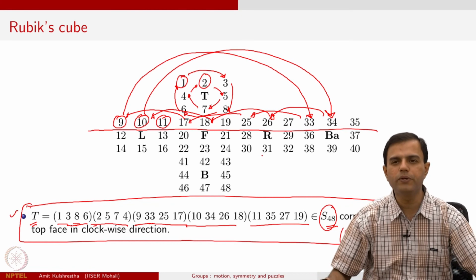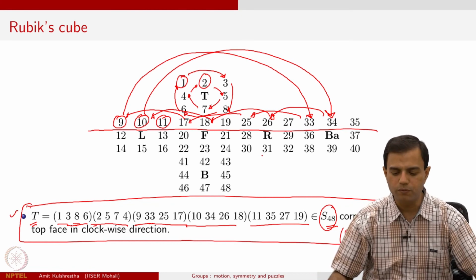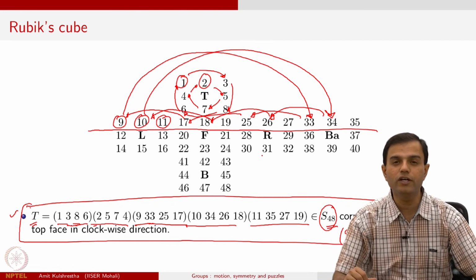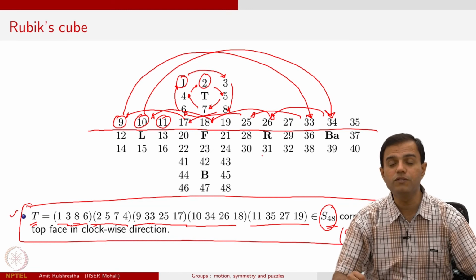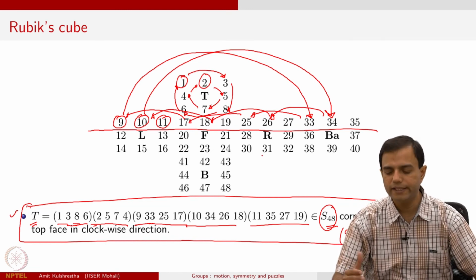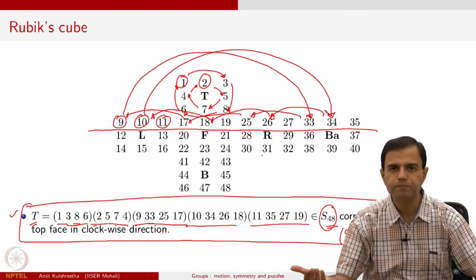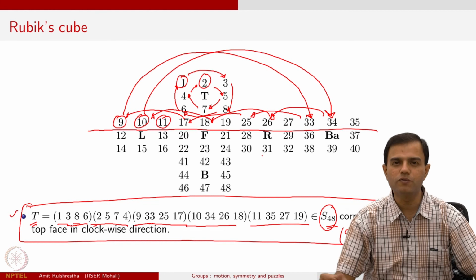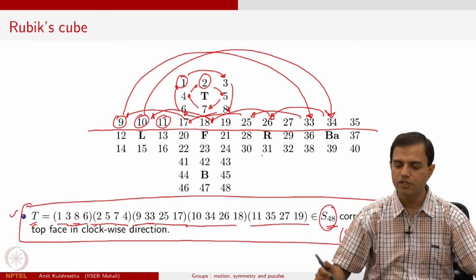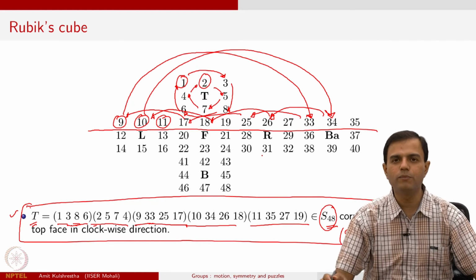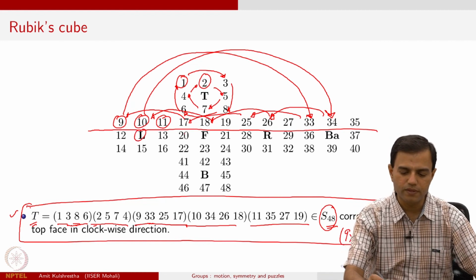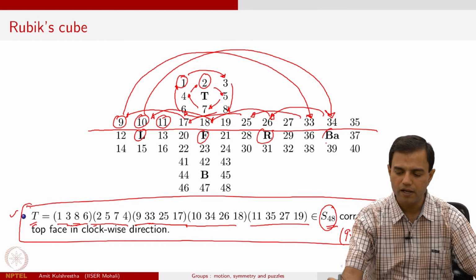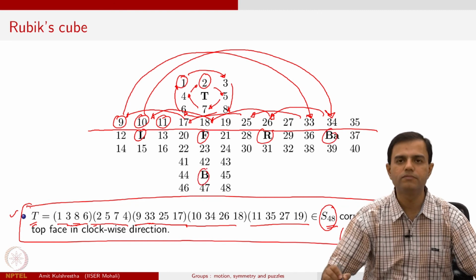Next time we are going to write all the moves of the Rubik's Cube and generate a group. The interesting thing would be to see the size of the group, and then we would try to solve the cube if everything goes well. So just wait. In the meantime, if you want, you can write other moves, corresponding to L, F, R, back and bottom.